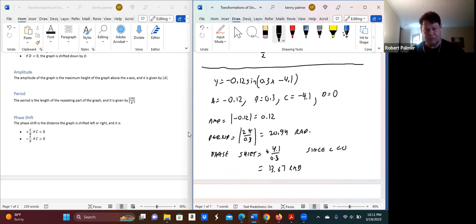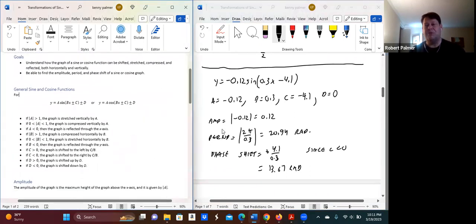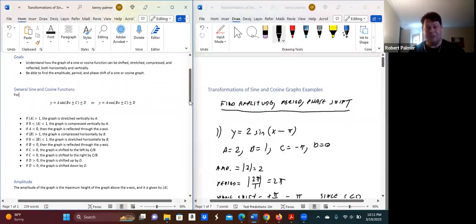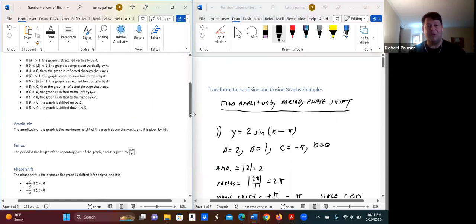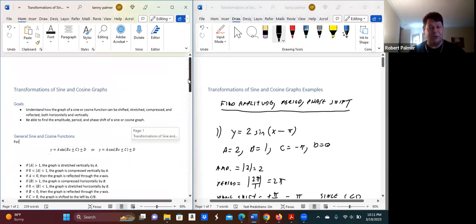Okay. So what we learned so far today are basically the kind of transformations you can do with the sine and cosine graphs. Learn what each one does. We also learned how to find the amplitude, period, and phase shift, and also talked about the order of operations of graph transformations.